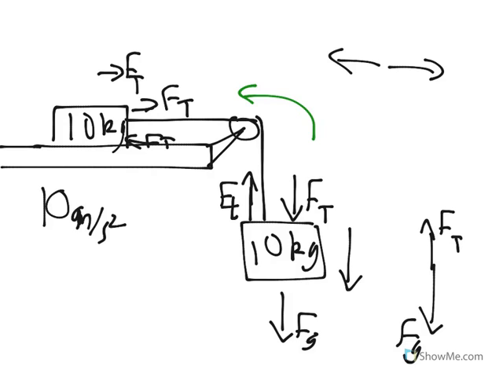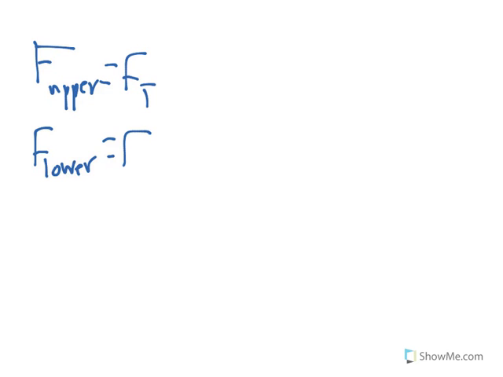Now the rope can't stretch or contract. So however much this block here falls, this one has to go over by the same amount. And the same thing for acceleration, for velocity. Which means we know they have to have the same acceleration. If they have the same mass, which they do, and the same acceleration, then they must have the same force. So let's write out the forces here. For the one, force upper equals force of tension. Force lower equals force of gravity minus force of tension.